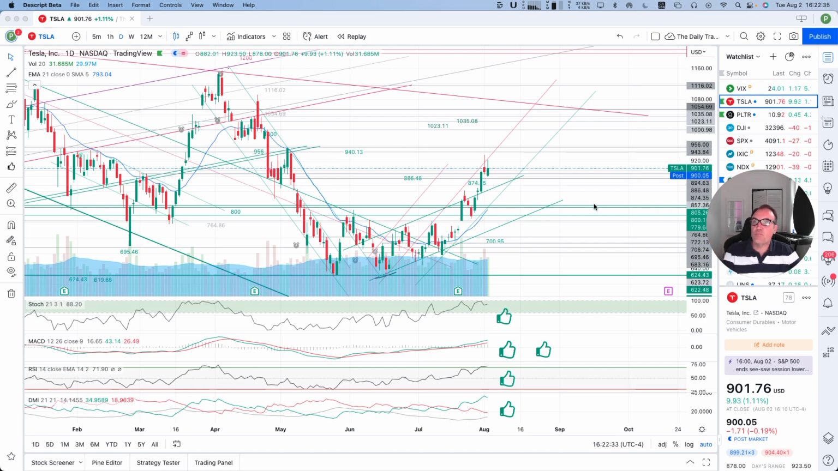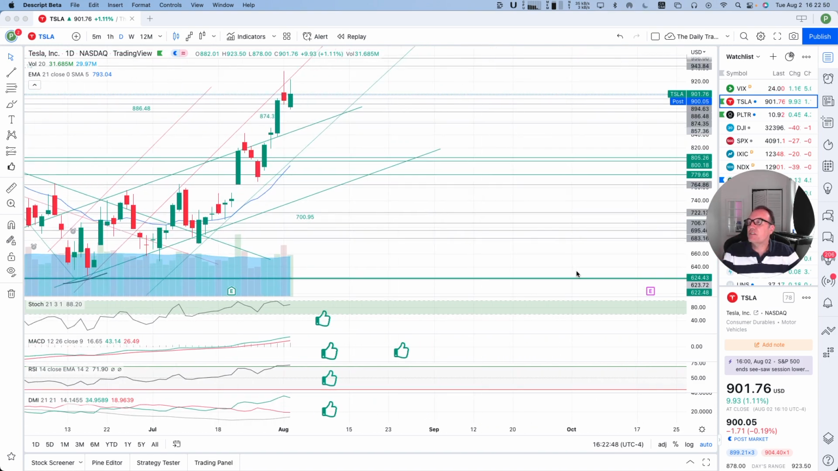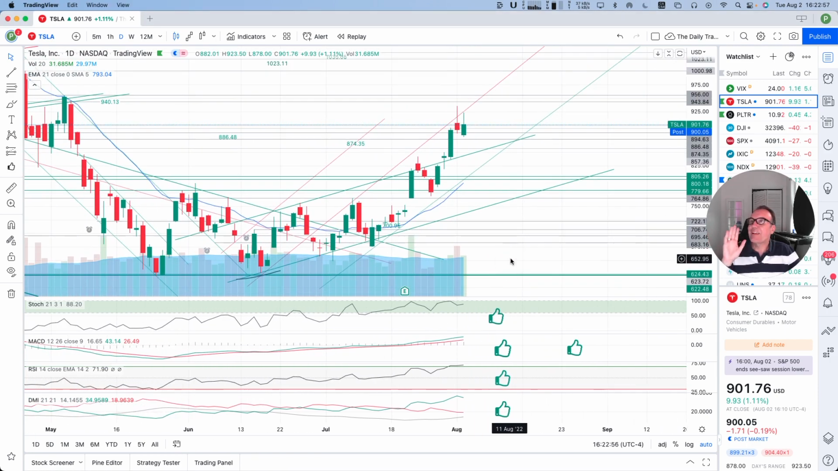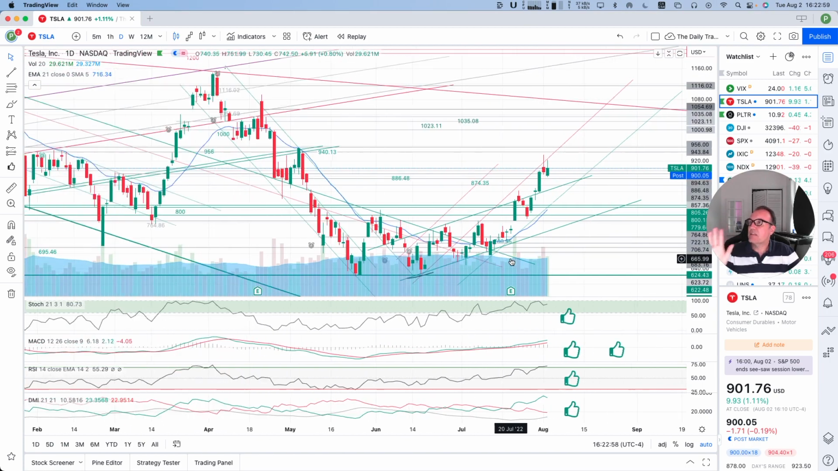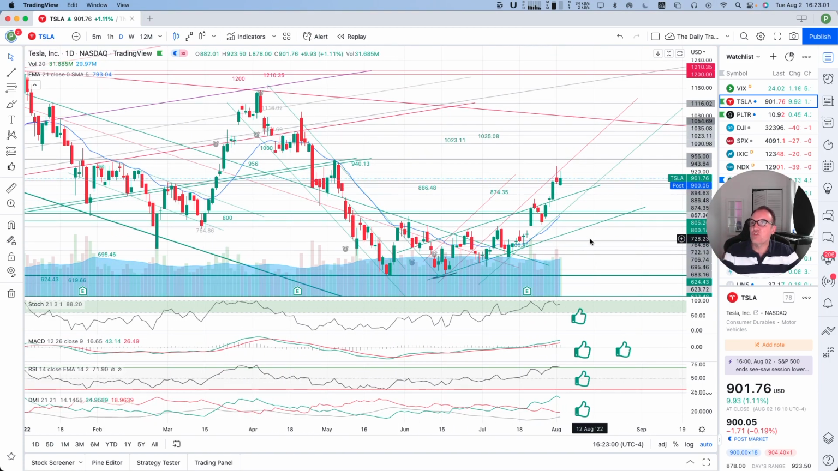So Tesla is still up $9.93. That's 1.11%. Closed at 901.76. Post market, we are down by $1.71 at 900.05. Let's look at what we have here on the chart. If we only look at the numbers here at the bottom, we don't get the full picture. So it's always important to look at context, and the context is given to us by the stock chart.